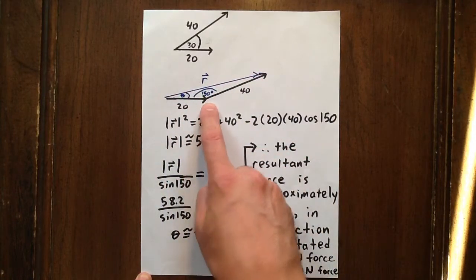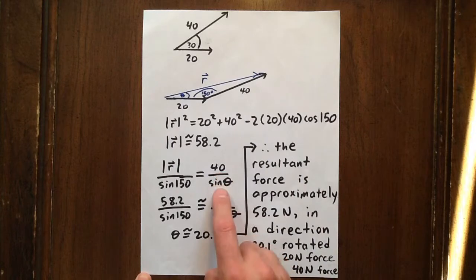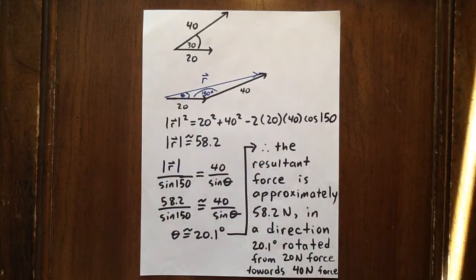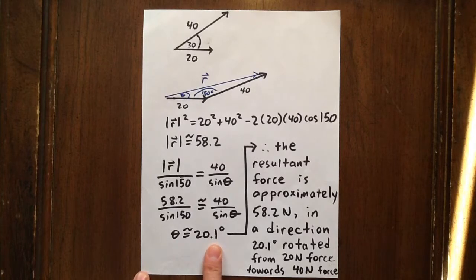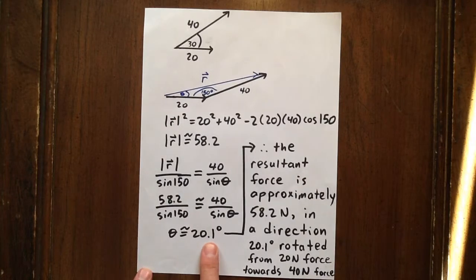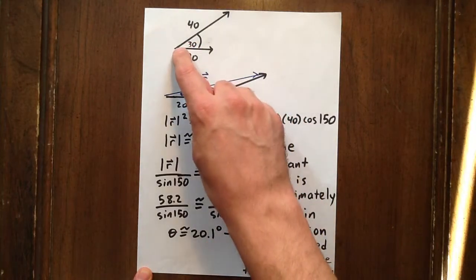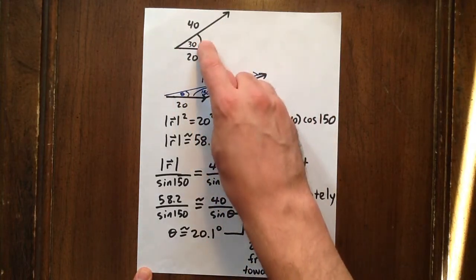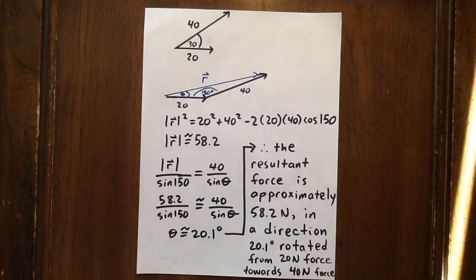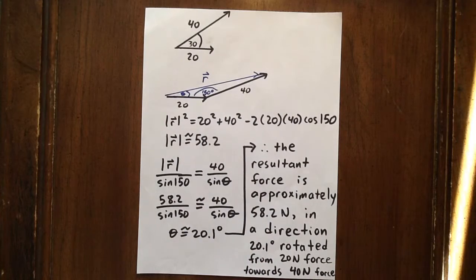So using 58.2 over sine 150 equals 40 over sine theta. And when we figure out what theta is, using the sine law and then finally sine inversing, we get 20.1 degrees. So that means that the angle in between here, up from the 20, is 20.1 degrees, approximately.